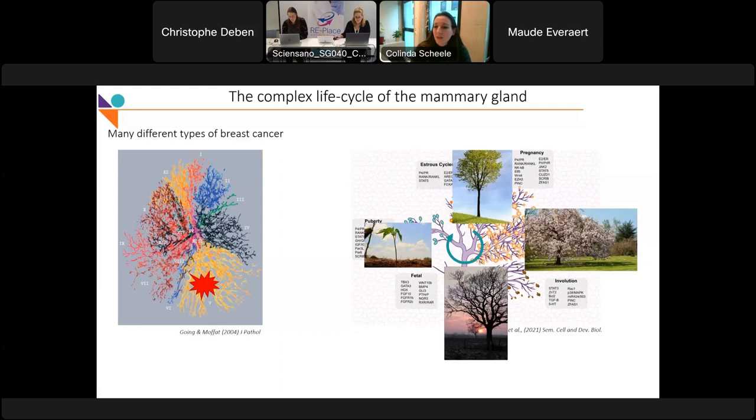And you can actually compare it to a real tree, where the tree develops, gets leaves, so you have the seasons, the leaves can fall off again, the tree can blossom, and eventually they'll go into a resting state.